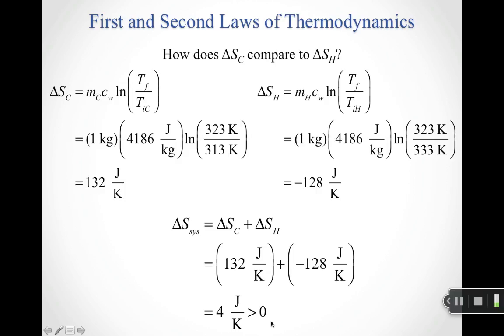So because the entropy increase of the cold water was larger than the entropy decrease of the hot water, when I calculate the total change in entropy for my system, sure enough, I end up with something that is positive, which makes sense because I have an irreversible process that's isolated, so I expect the second law to hold. And sure enough, this tells me that the second law is inviolate.